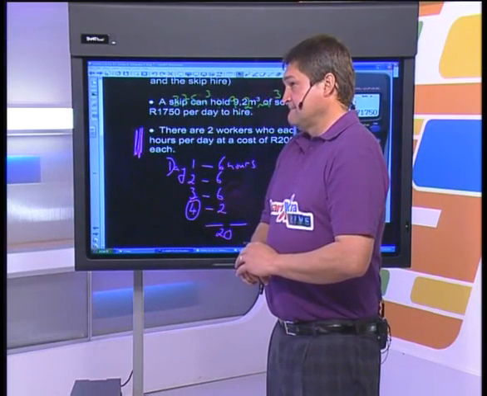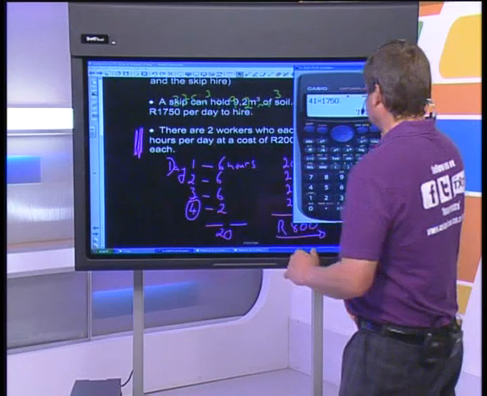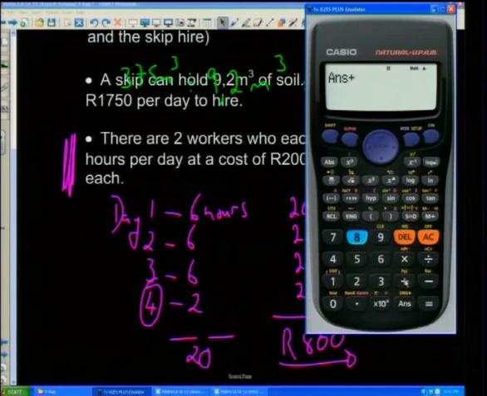Okay, so that's not the final total now. No, because it's 71,750 plus the 800 Rand for the first guy, plus the 800 Rand for the second guy. Equals 73,350 Rand.